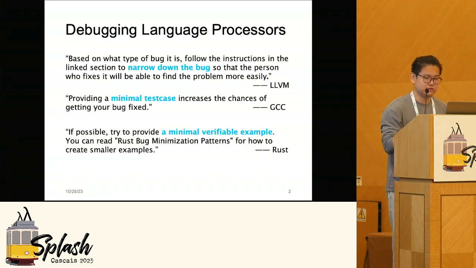And to reduce the workload required for fixing these bugs, maintainers of many language processors explicitly encourage bug reporters to submit a minimized bug report, to submit a minimized bug triggering test case. For example, here I quoted some sentences from some of the most popular compiler communities, including LLVM, GCC, and Rust. And we can see all of them encourage providing a minimal test case.